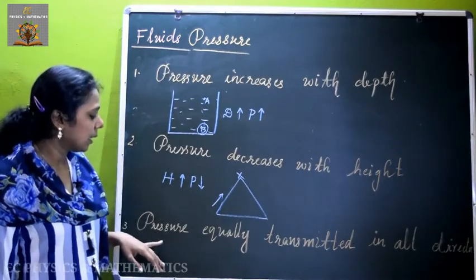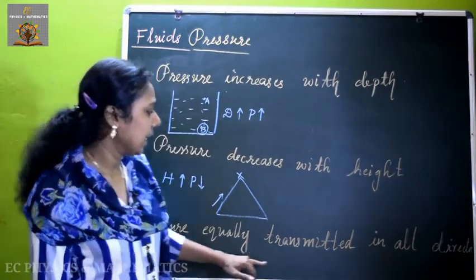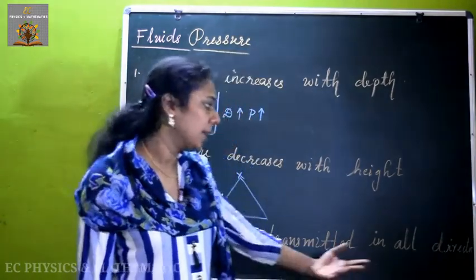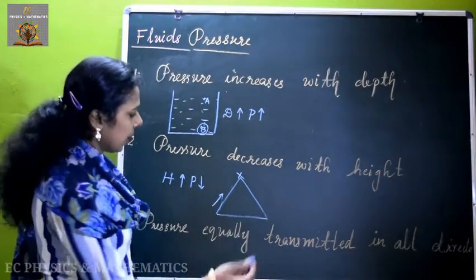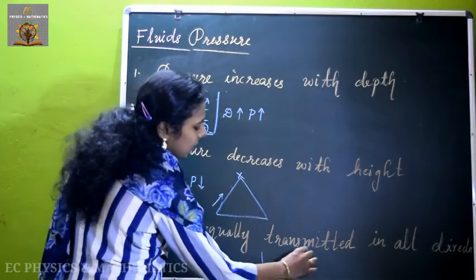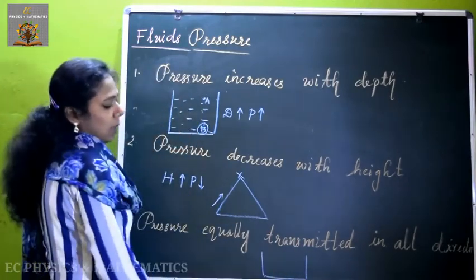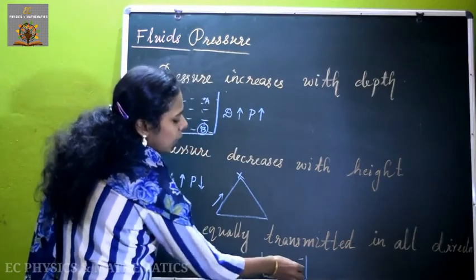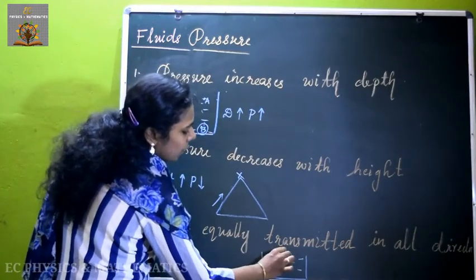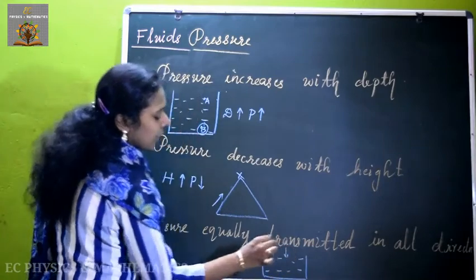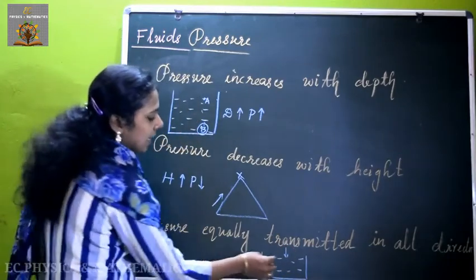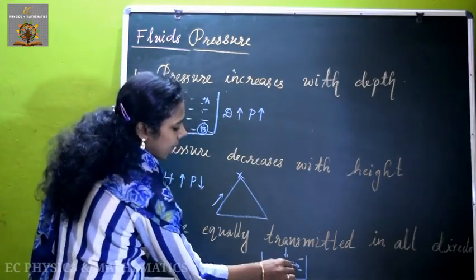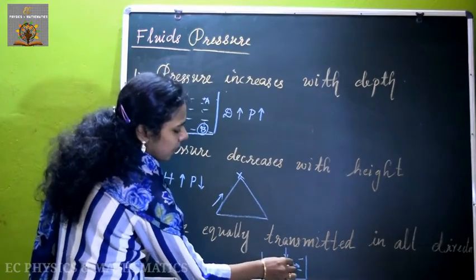Understood? Third one is pressure equally transmitted in all directions. Okay, here we are taking a vessel and fluid is here, water is here. We are applying a force or pressure here. This pressure will be transmitted in all directions.